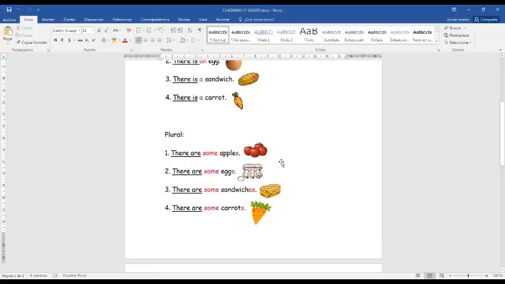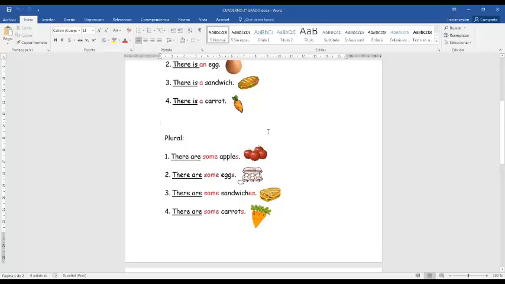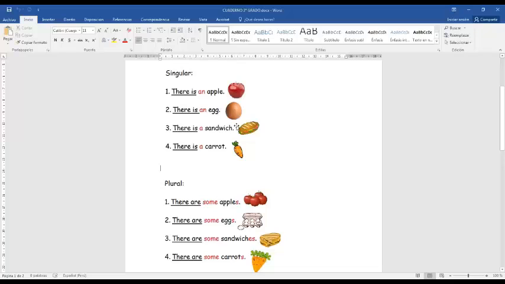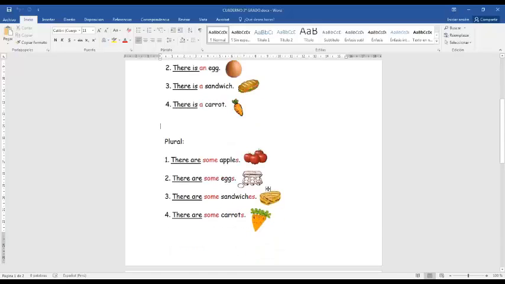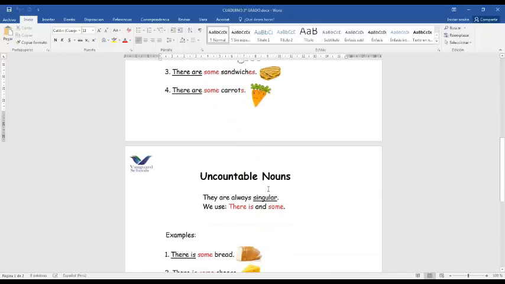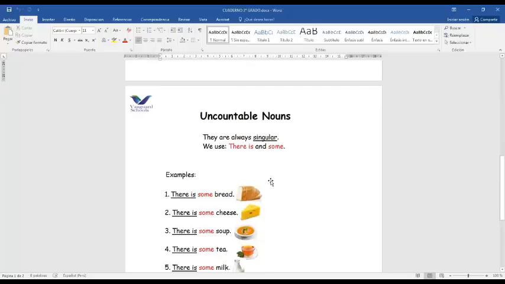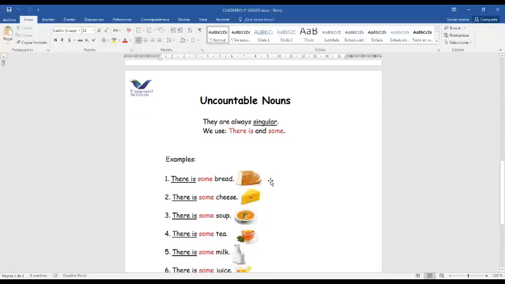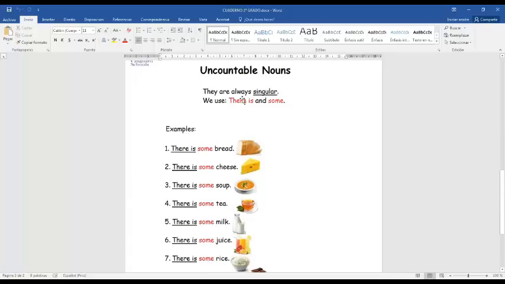¿Ok? Como ven, hemos empezado con los sustantivos que podemos contar. Tanto en singular como en plural. Utilizando there is y utilizando there are. ¿Ok? Now, continue with uncountable nouns. Uncountable significa incontables. Los sustantivos que no se pueden contar. They are always singular. ¿Qué quiere decir? Que siempre están en singular.